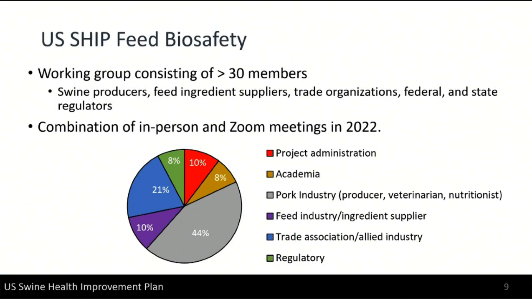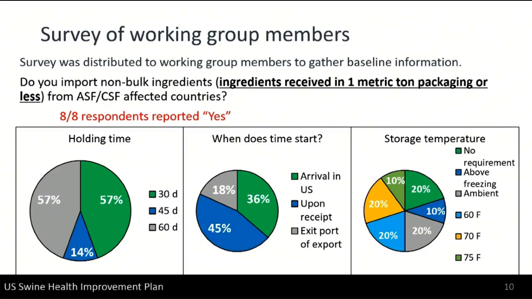Over the last year, our working group has been about 30 to 35 members, and we tried to get a broad array of stakeholders, representing producers, veterinarians, nutritionists, the feed industry and ingredient suppliers, trade associations and allied industry, as well as our regulatory partners with representation from USDA and FDA. So we had about 30 to 35 different participants at our meetings, to get a wide background of perspectives as it relates to feed biosecurity within the scope of the U.S. SHIP program.